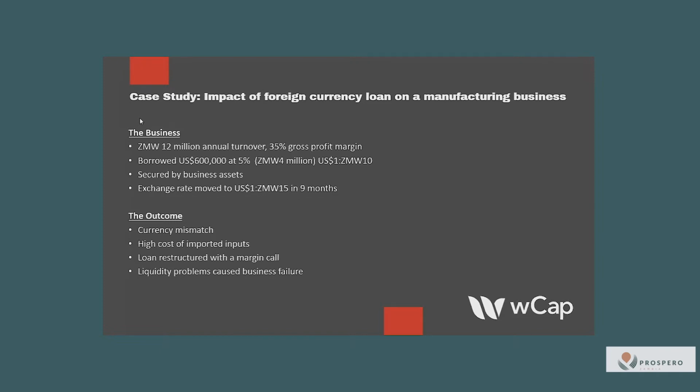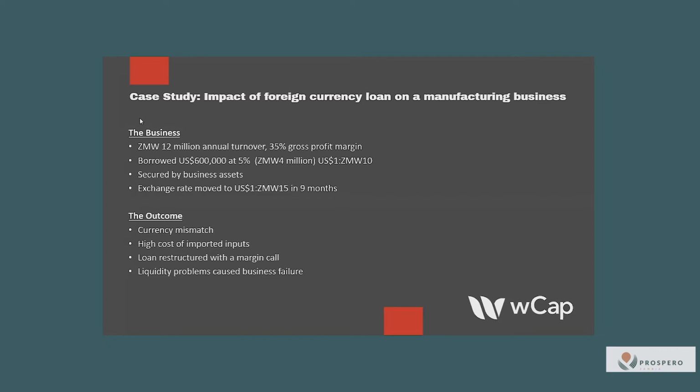The loan was secured by business assets such as manufacturing plants, equipment, motor vehicles, and it was expected that after borrowing this money and putting it into the business, it would give a return or a gross profit margin of about 35% on average for at least 12 months. Unfortunately, what they didn't expect to see was a movement in the exchange rate, and it led to the business going into liquidity problems. Soon after that, the value of the loan increased in kwacha terms, because this is a business that produces in kwacha or makes its sales in kwacha.